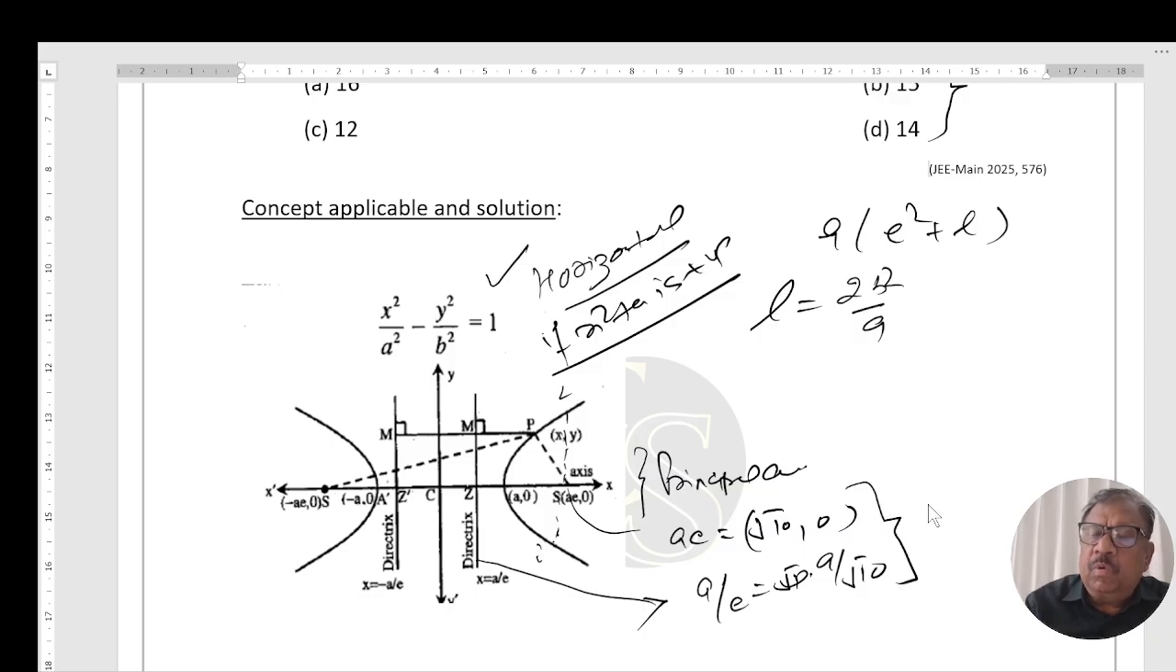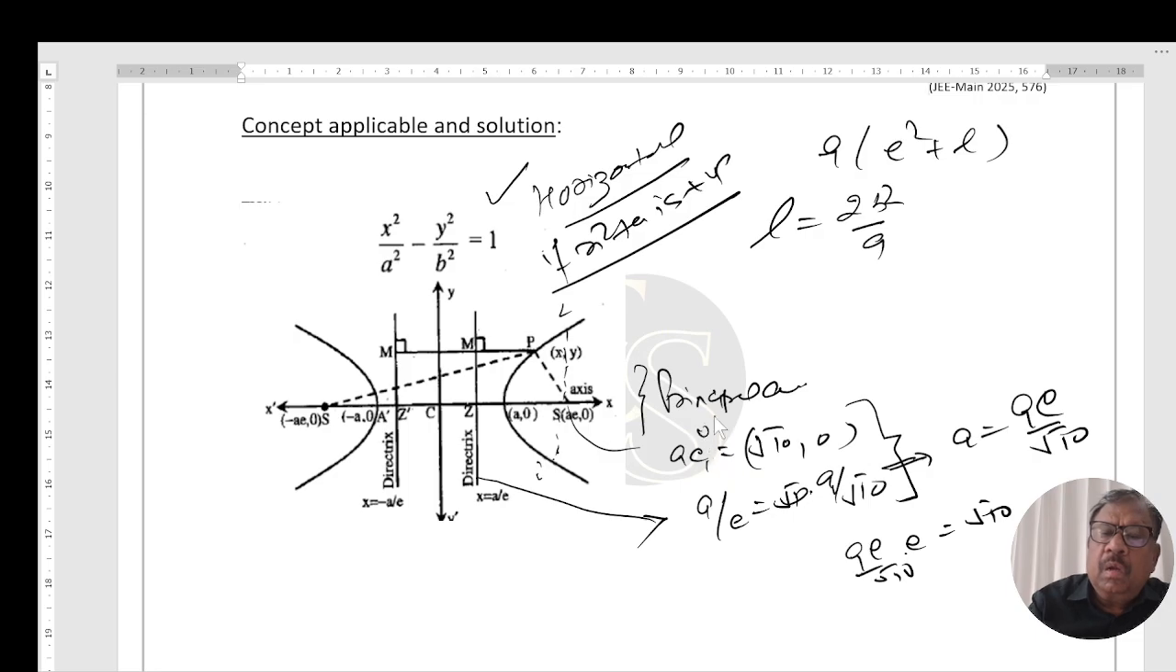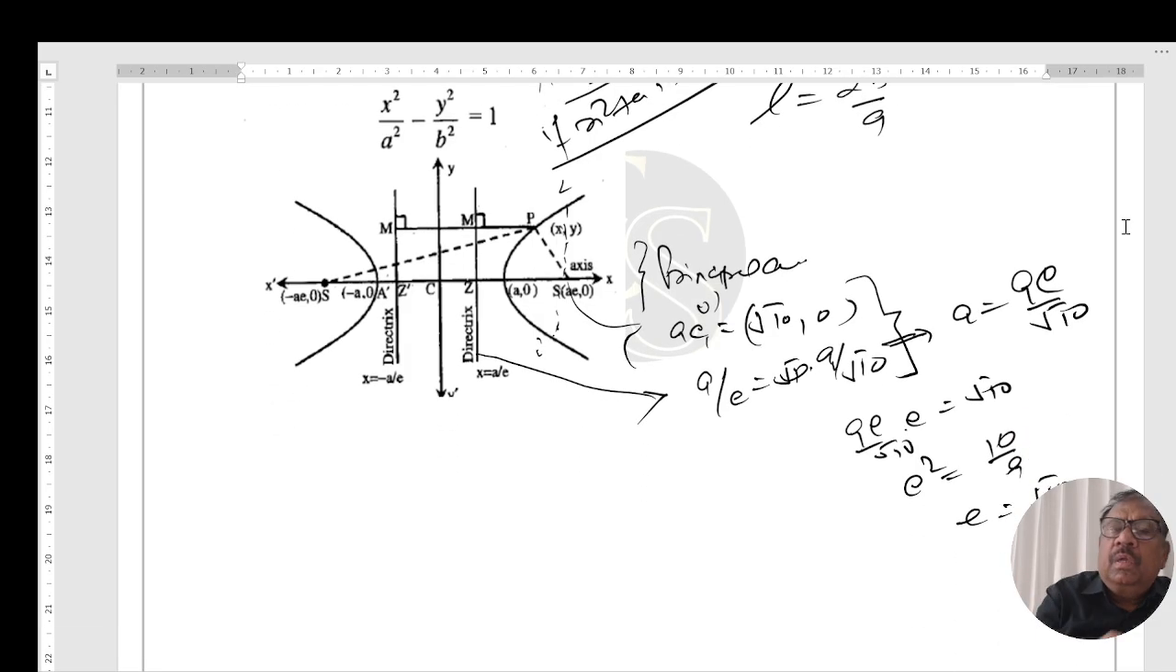So from a by e equal to 9 by root 10, a comes out to be 9 by root 10 into e. Put that into ae equal to root 10. Then e square comes out to be 10 upon 9, e comes out to be root 10 by 3. And therefore, find the value of a. ae equal to root 10.